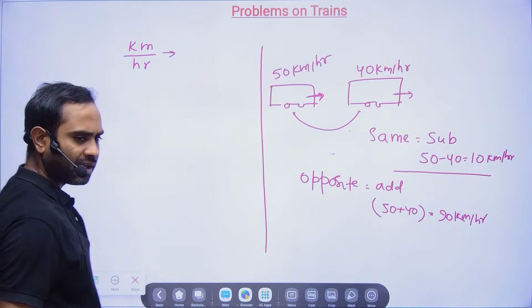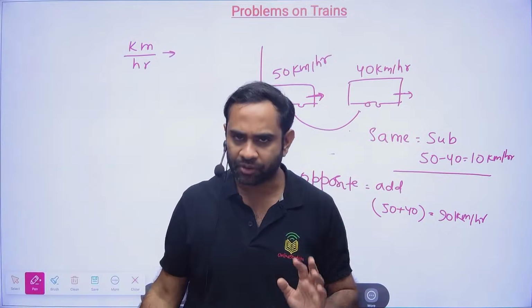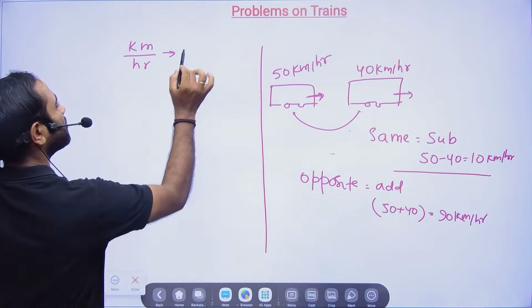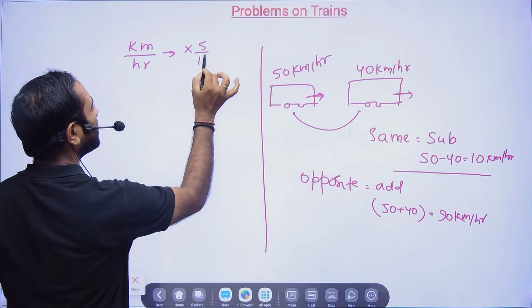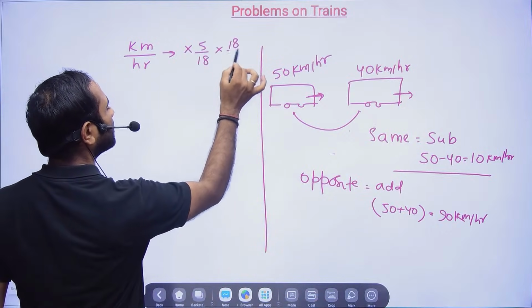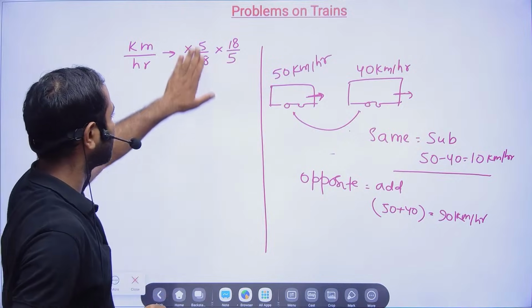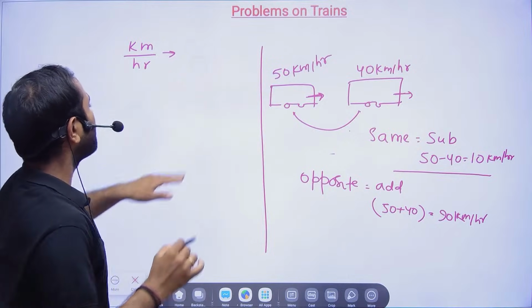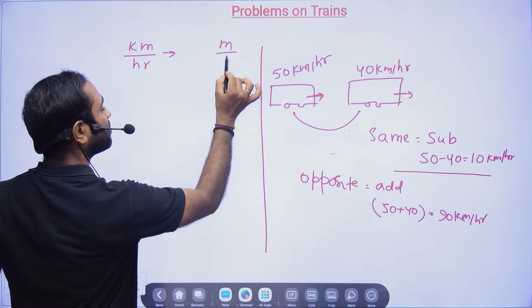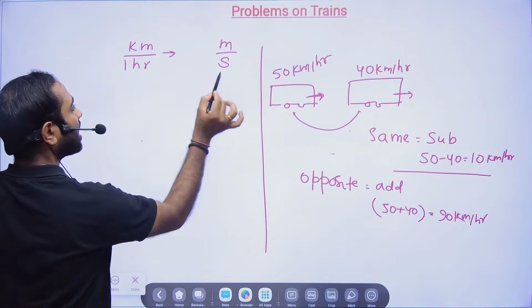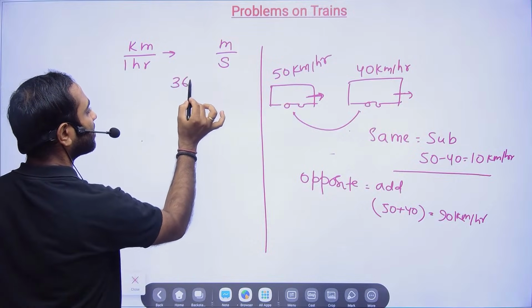Then comes your kilometer per hour to meter per second, and meter per second to kilometer per hour. There is always confusion. We will remember that: 5 by 18 or 18 by 5. This confusion always comes in, right? Okay. So basically, if you are going to convert kilometer per hour to meter per second, in 1 hour, how many seconds? Sir, 3600 seconds.